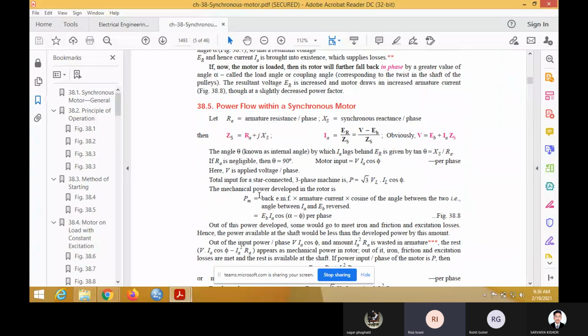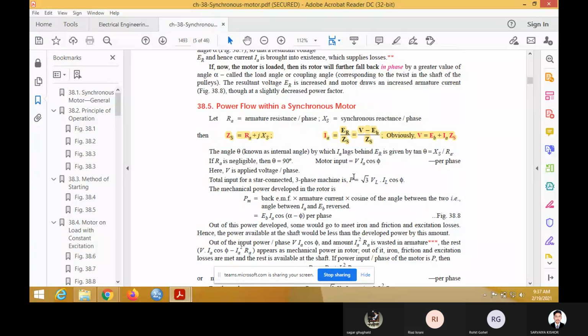Now some of the equations. ZS means synchronous impedance, equals RA, armature resistance, plus jXS. XS means synchronous reactance. How will IA be found? IA equals ER, the rotor EMF, divided by ZS, the synchronous impedance. So IA equals V minus EB divided by ZS. By doing this you get IA. V equals EB plus IA ZS; from this equation you can find V. This whole equation is important. So all three equations are important.